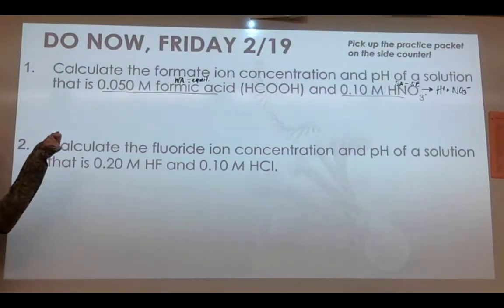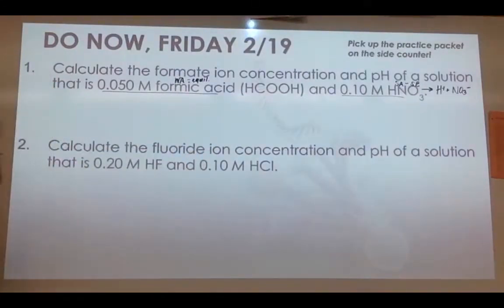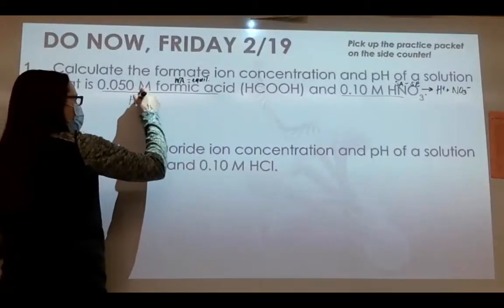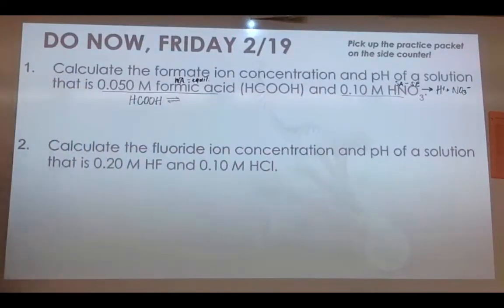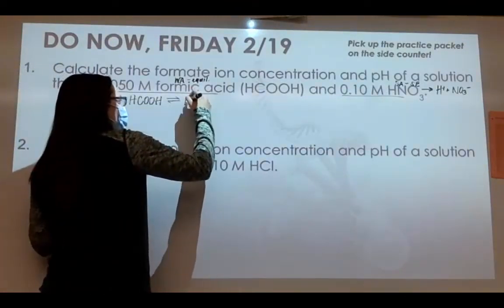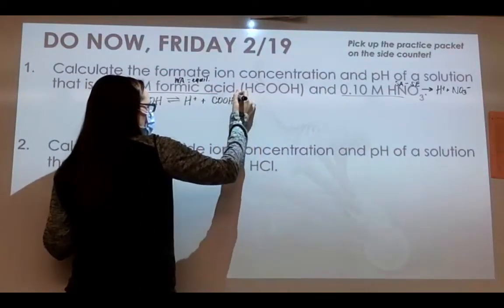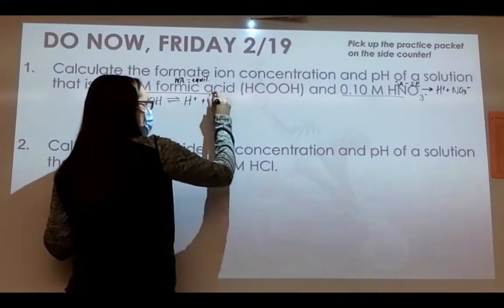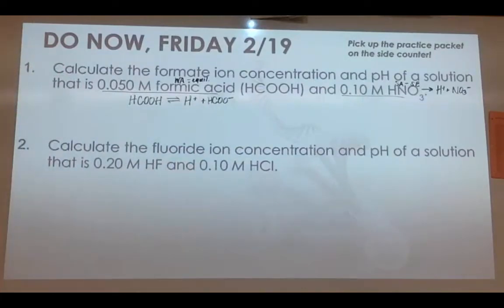Once you've identified your substances, once you've labeled them, write out the equilibrium for the weak acid or the weak electrolyte. So formic acid is HCOOH. And it says calculate the formate ion concentration, so that tells us that we're probably looking at formic acid. We have H plus and HCOO minus. Doesn't really matter how you write it, I just want to write it technically the correct way.